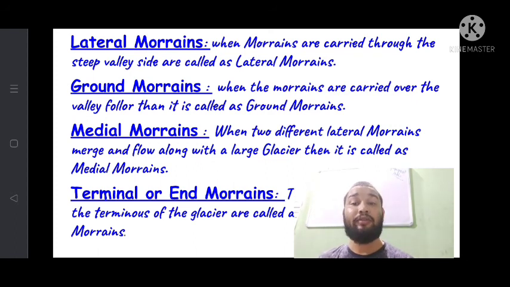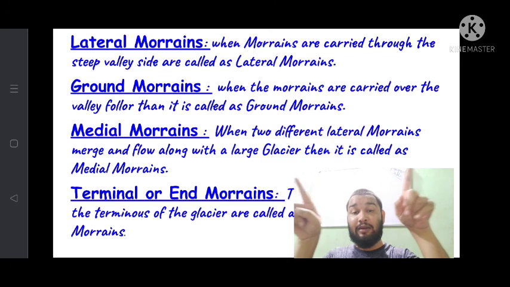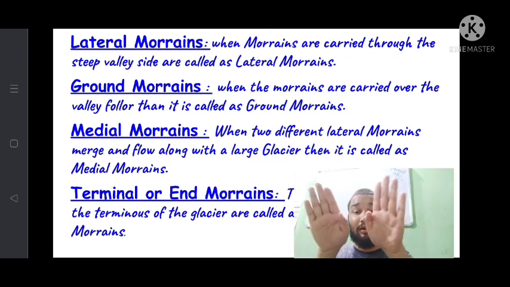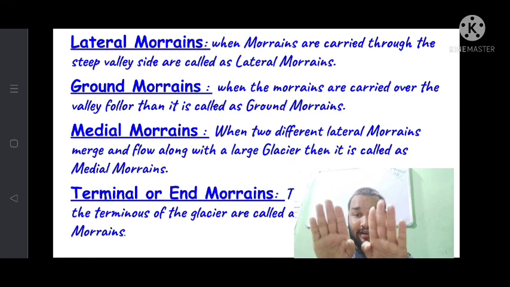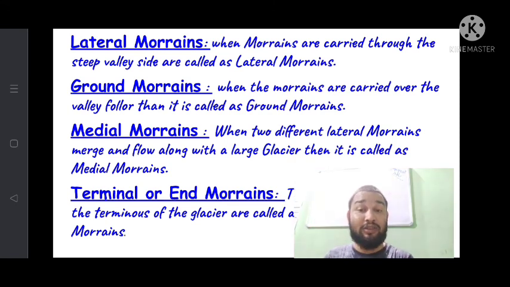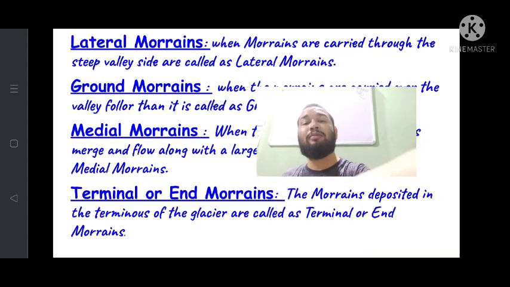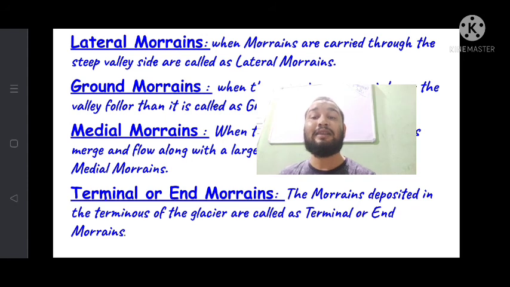Next is medial moraines. When two different lateral moraines merge and flow along with the large glacier, then it is called medial moraine. Two lateral moraines come and join together, and with two glaciers flowing in between, it is deposited, then it is called medial moraines. And terminal moraines, the moraines deposited at the terminus or end of the glacier, are called terminal moraines. Okay, I think you have understood. Try to remember this diagram of moraine, then you will understand.